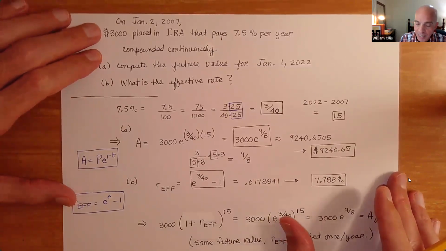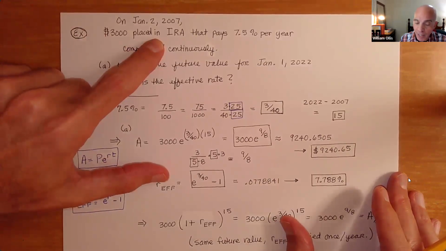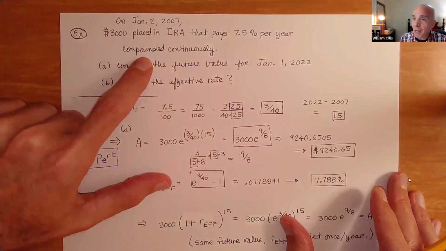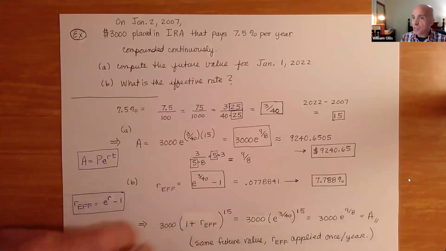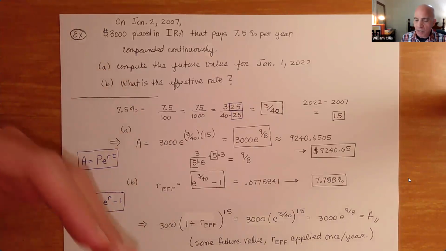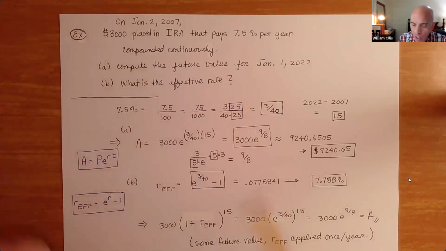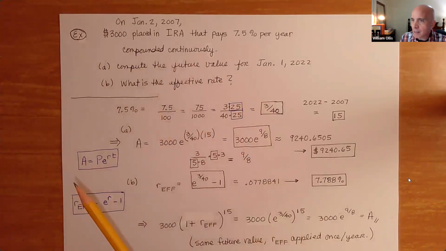On January 2nd, 2007, $3,000 is placed in an IRA that pays 7.5% per year compounded continuously. So this is why we use the t and we use the n in the compoundings per year, or we use the t when we have the continuous interest. It just makes the formulas easier. Notice you never have to guess about the type of compounding. It will be explicitly stated in the problem.